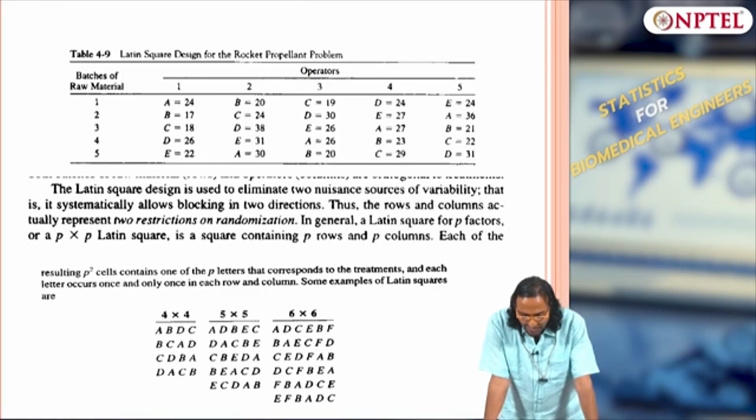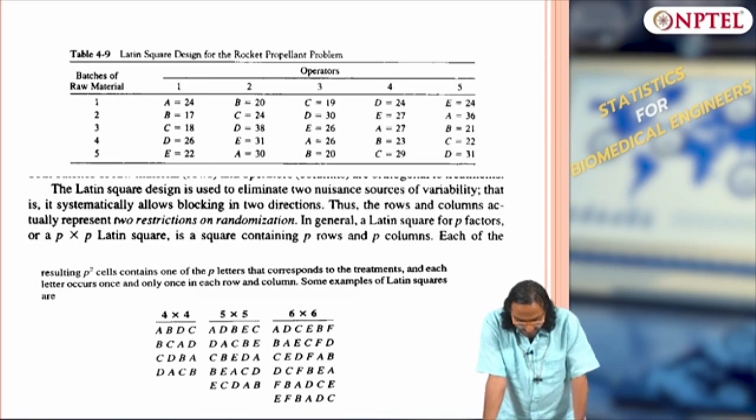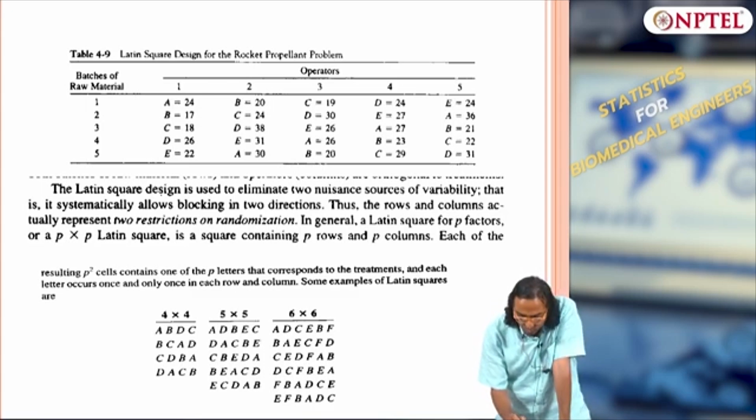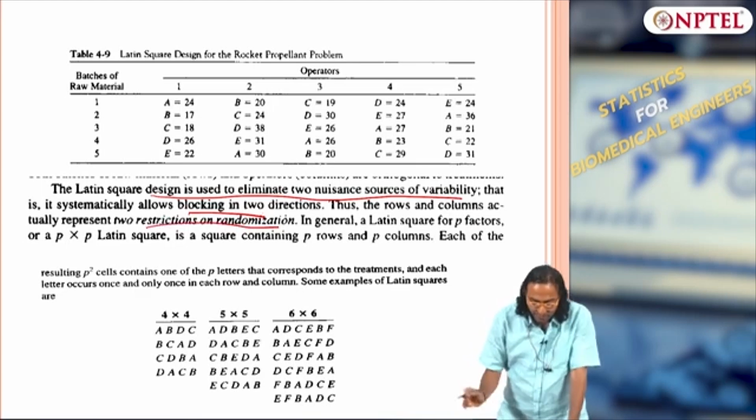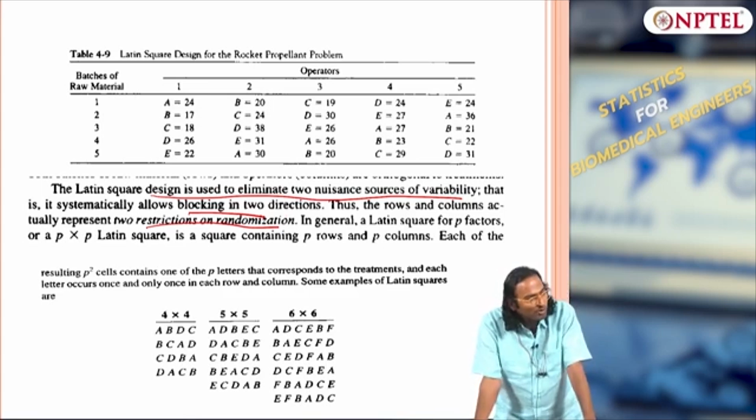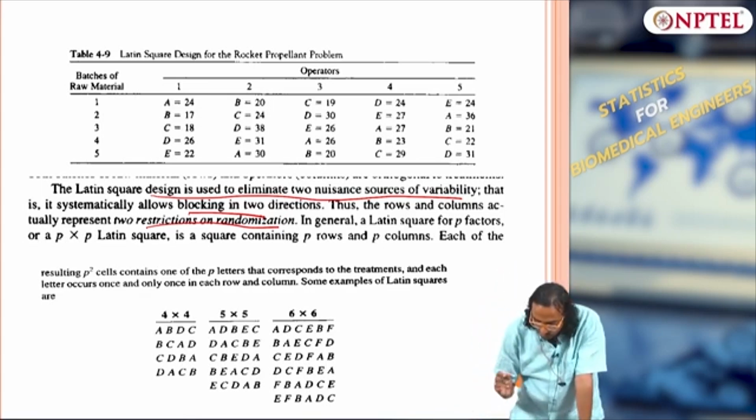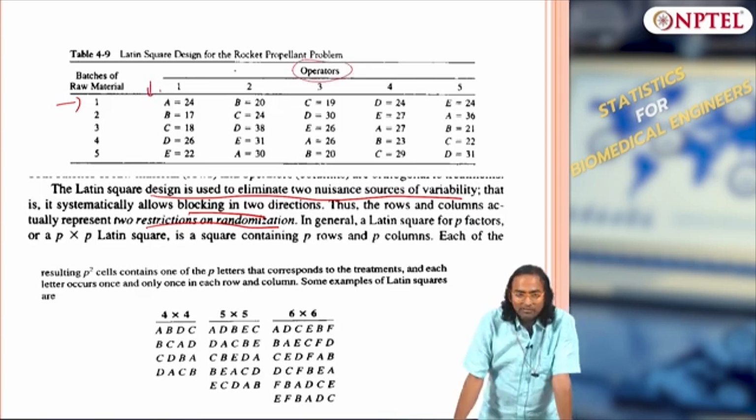There I have 2 nuisance factors, not just 1. The Latin square design is used to eliminate 2 nuisance sources of variability. That is, it systematically allows blocking in 2 directions. The rows and columns actually represent 2 restrictions on randomization, so we have the rows and columns as blocks. We have 3 factors now: rows, columns, and one more factor on top of it.